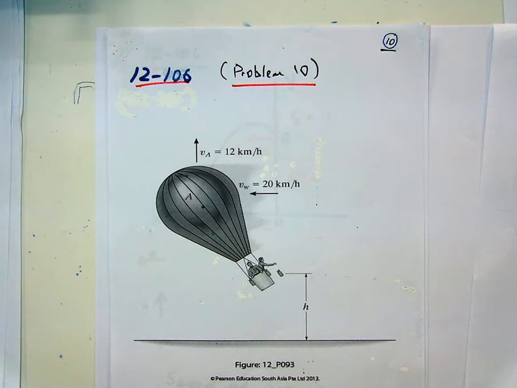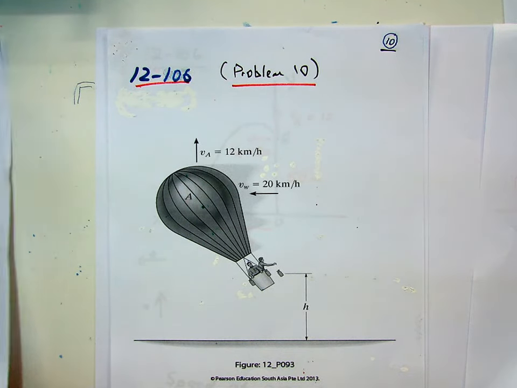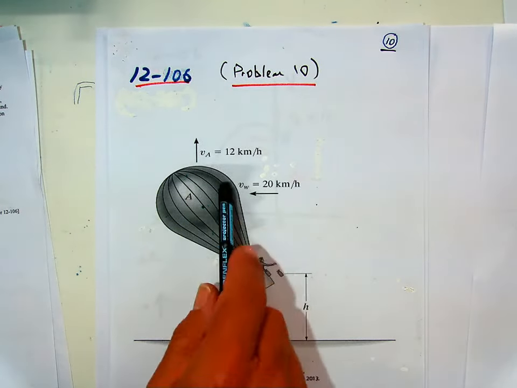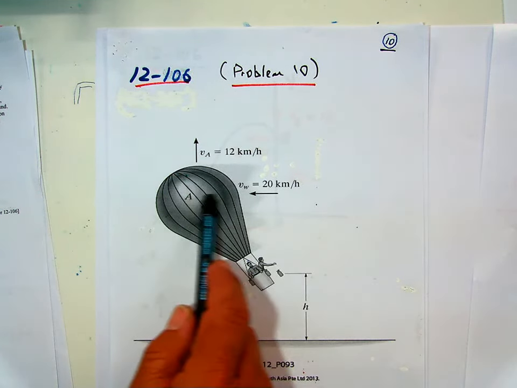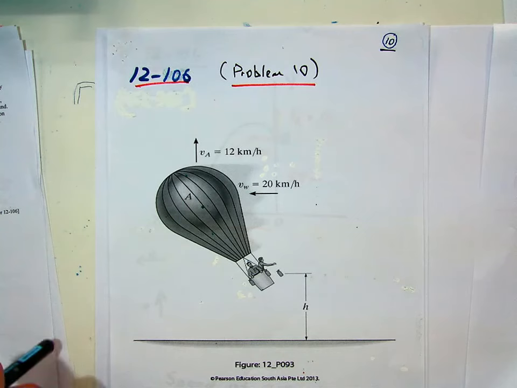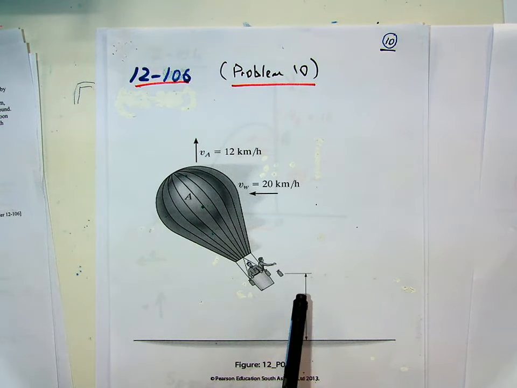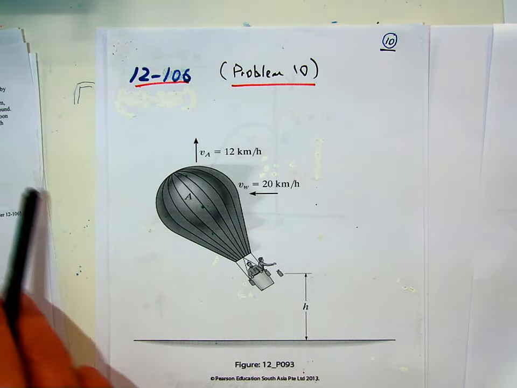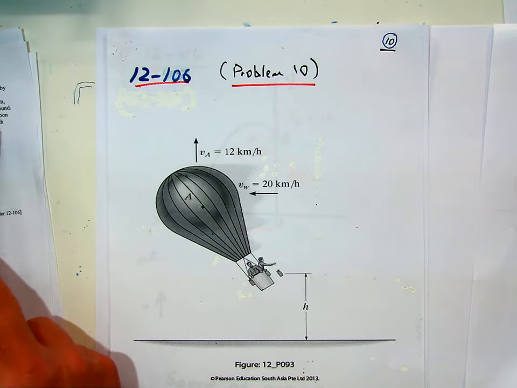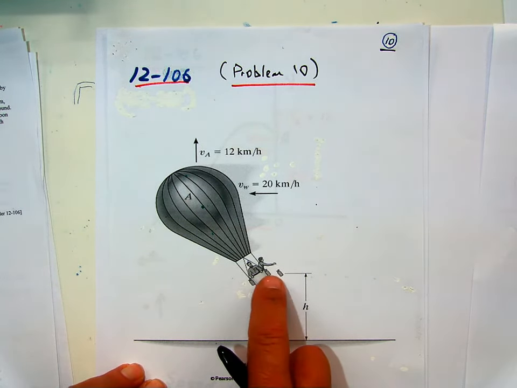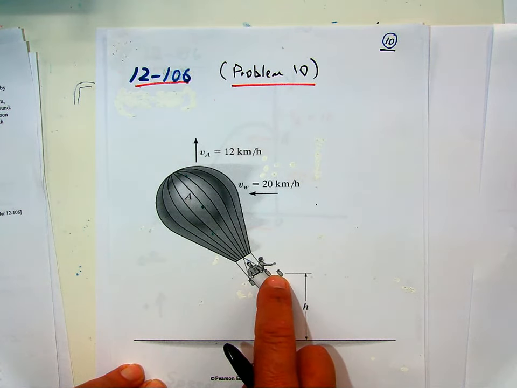Okay, here's a balloon. Problem number 10. The balloon is ascending at 12 meters per second, and the wind is blowing at 20 kilometers per hour. If a ballast bag is dropped from the balloon when it's at a height of 50 meters, determine the time needed for it to strike the ground, and also the speed when the bag strikes the ground.